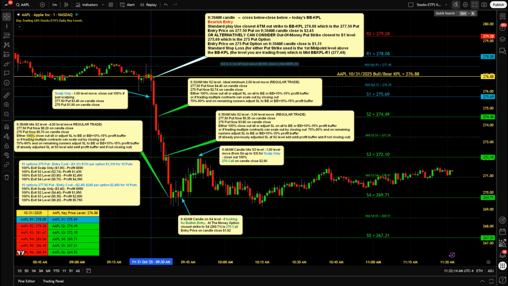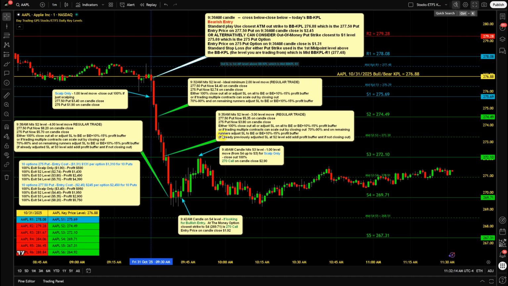But here the 277.50 put is now 820 on the candle close. So that's this candle here. And then when it hits S3 here, that's this candle close. The 275 put on here at the S4 level is 570. So again, as it keeps moving down. Now in this particular session today, we're going with one full level increments.